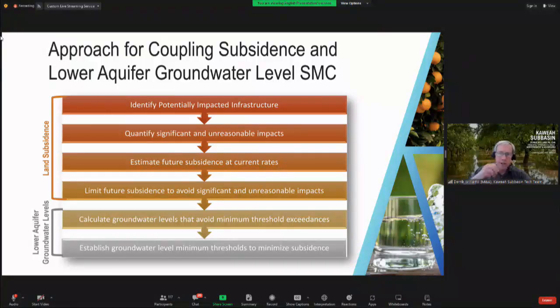As Abhishek mentioned, land subsidence and lower aquifer groundwater level management criteria are related, and it's shown in this graphic. I'm going to start by talking about the steps we took to address land subsidence first, and then I will connect it to how the land subsidence drives the lower aquifer groundwater levels.